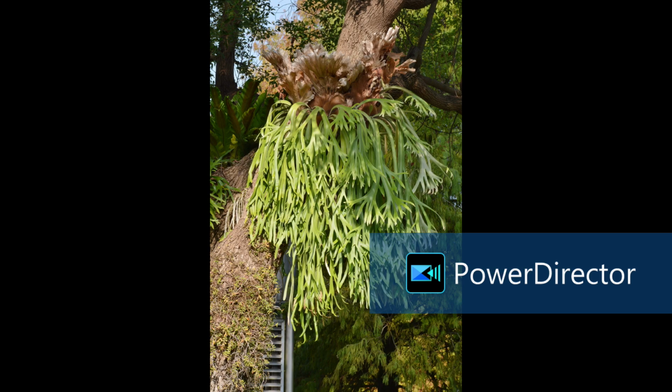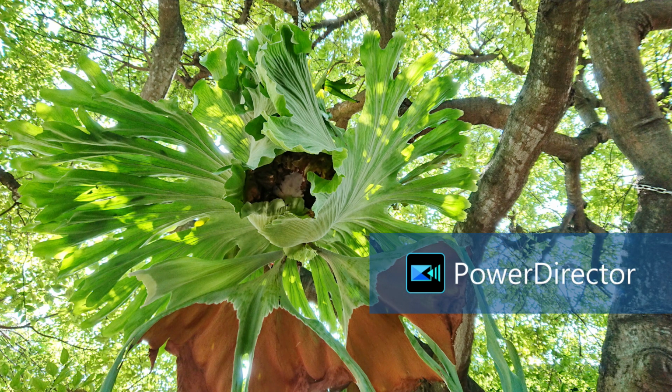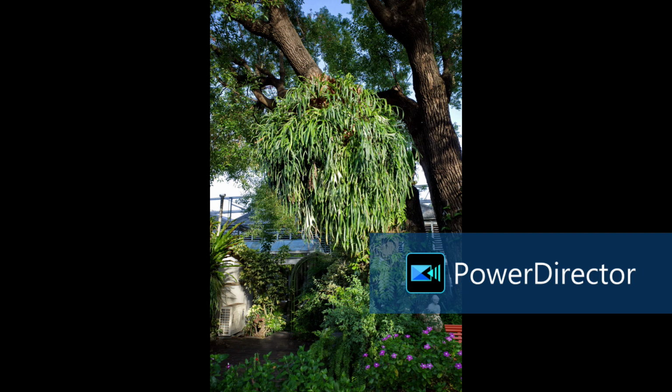Hello guys, today we're talking about staghorn ferns. Well, what is a staghorn fern? Well, the staghorn fern is a type of fern that is epiphytic. Epiphytic means that it grows on trees rather than soil, but it does not mean that it is a parasite.